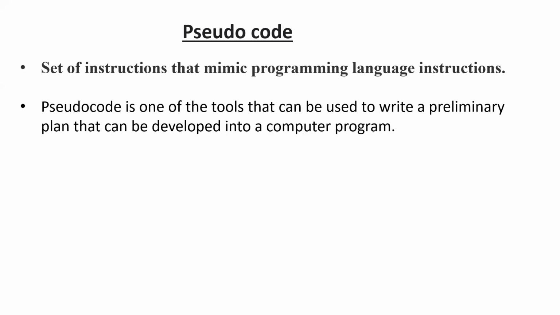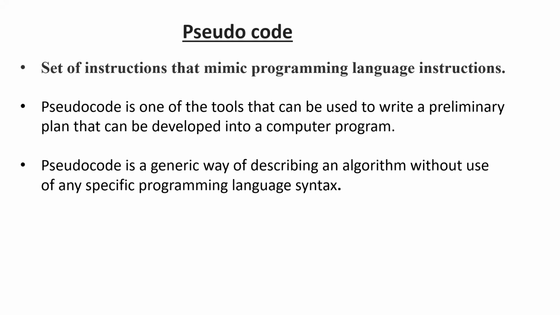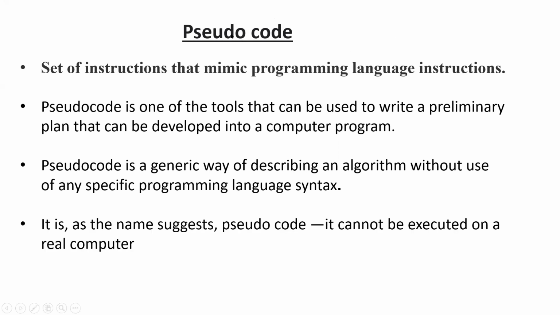It is one of the tools used to write a preliminary plan before developing your program. That means before writing the program, you write pseudocode. Before writing pseudocode, you write an algorithm. So it is a general way. Your algorithm or pseudocode doesn't show what programming language you are using. You write an algorithm, and that algorithm can be used for any programming language. Similarly, pseudocode works the same way. You write pseudocode, and that pseudocode can be converted to a C program or C++ program or Java program.